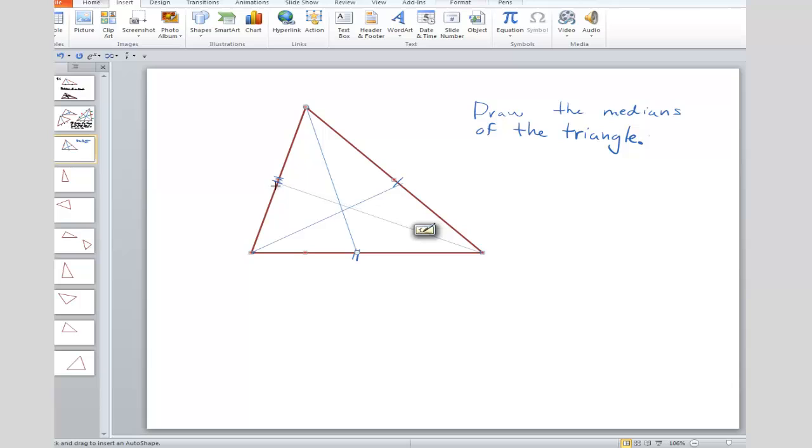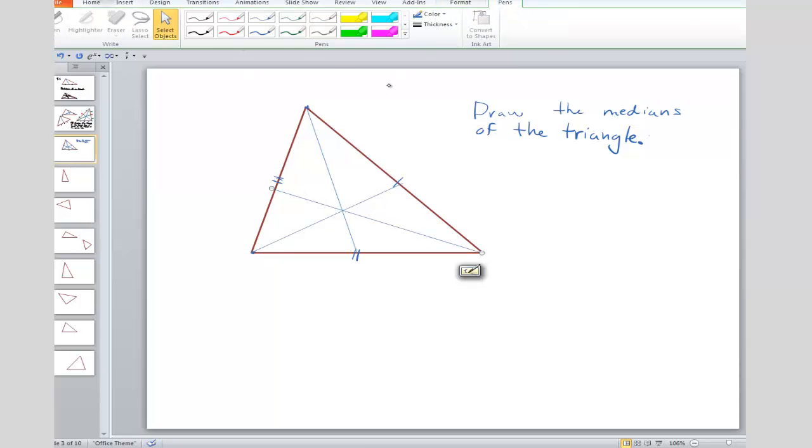And I'll try to match it up as much as possible. There we go. They will all cross. And we'll be talking about that in just a second.